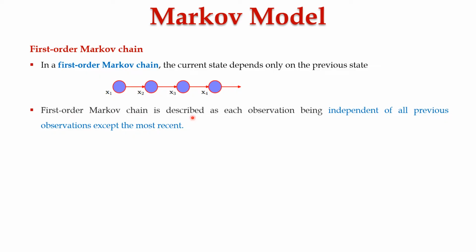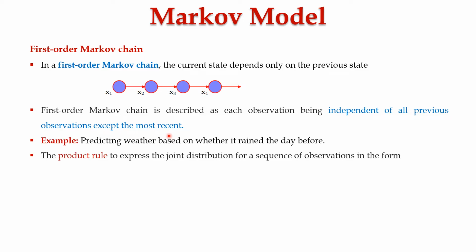First order Markov chain is described as each observation being independent of all previous observations except the most recent. Example, let's consider predicting weather based on whether it rained the day before. The product rule to express the joint distribution for a sequence of observations is in the form: probability of x1, x2, x3 up to xn is equal to probability of x1 into probability of x2 given x1 into probability of x3 given x2 up to probability of xn given xn minus 1.